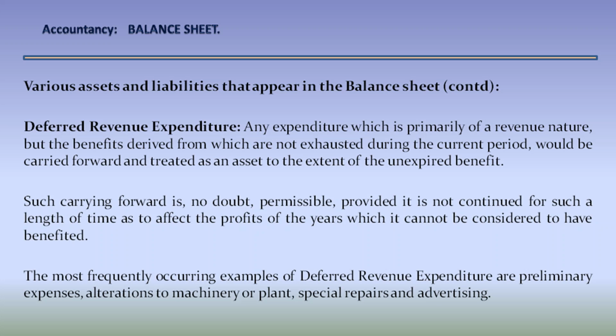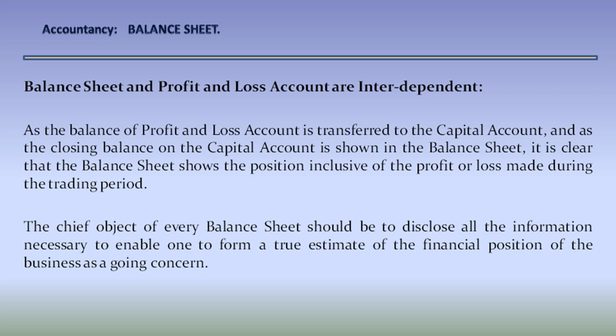The most frequently occurring examples of deferred revenue expenditure are preliminary expenses, alterations to machinery or plant, special repairs, and advertising. Balance sheet and profit and loss account are interdependent. As the balance of profit and loss account is transferred to the capital account and as the closing balance on capital account is shown in the balance sheet, it is clear that the balance sheet shows the position inclusive of the profit or loss made during that period.